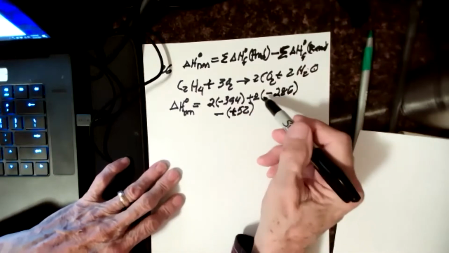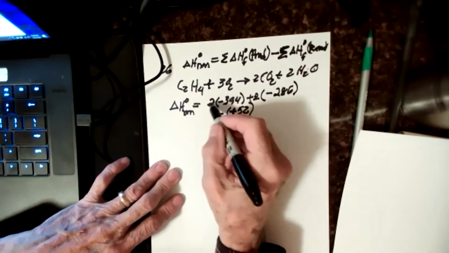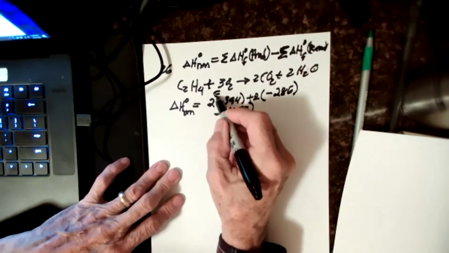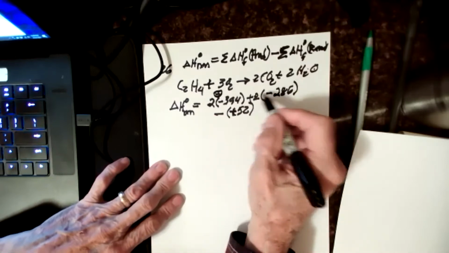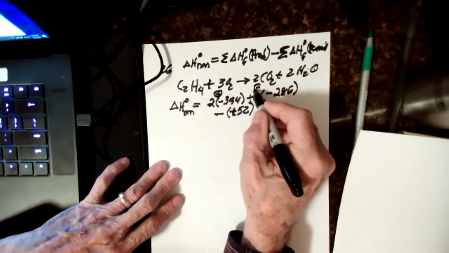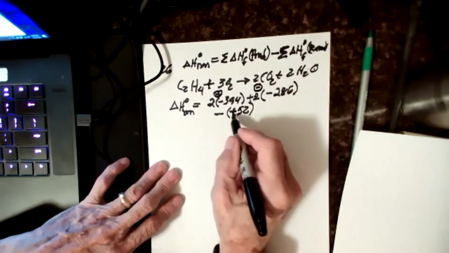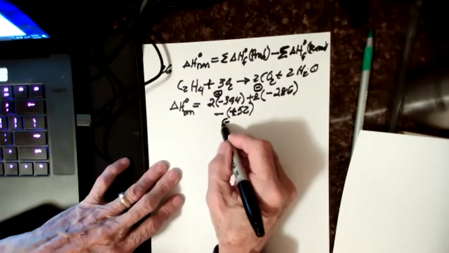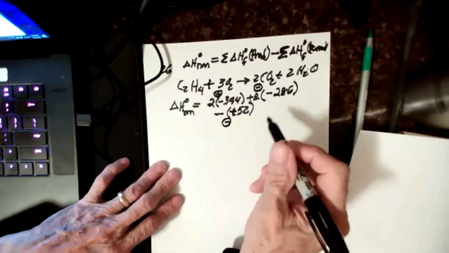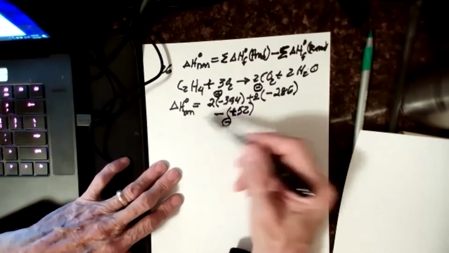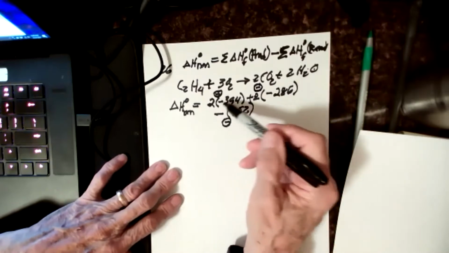One way is to look at all of these signs. This number is going to be a negative number. Plus times a minus, this number is going to be a negative number. And minus times a plus, this is going to be a negative number. So one of the things you could do is just eliminate all the signs and put them in the calculator.